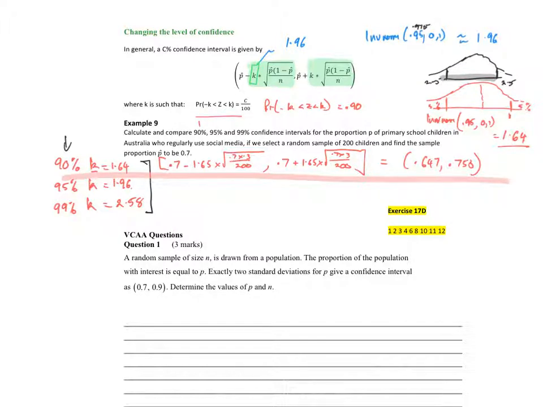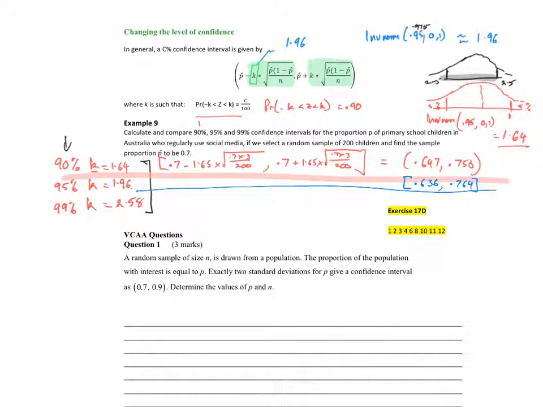My 95% confidence interval I've already done. I can't remember what that interval was. What was it from memory? I've got no idea. So it was 0.636 to 0.764.